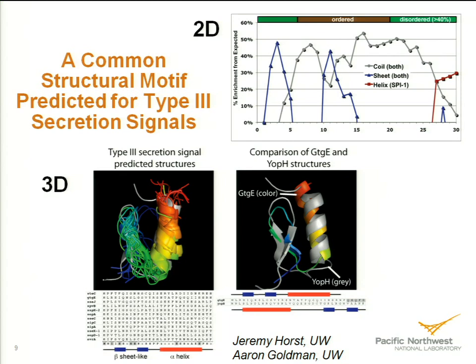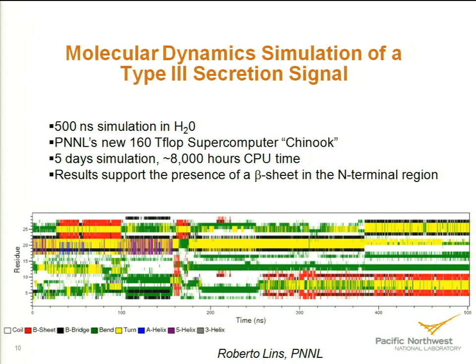We also did some molecular dynamics simulations. I'll go over this really quickly. Residue number is on the y-axis. Time of simulation is on the x-axis. The color indicates formation of secondary structure, red being beta sheet. So we see that same beta sheet being formed. This is just one example. We don't see a corresponding alpha helix. This is work being done by Roberto Linz at Pacific Northwest National Lab, and we're trying to extend this to some more examples.